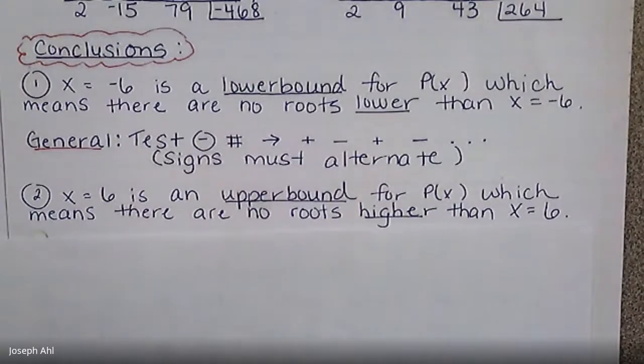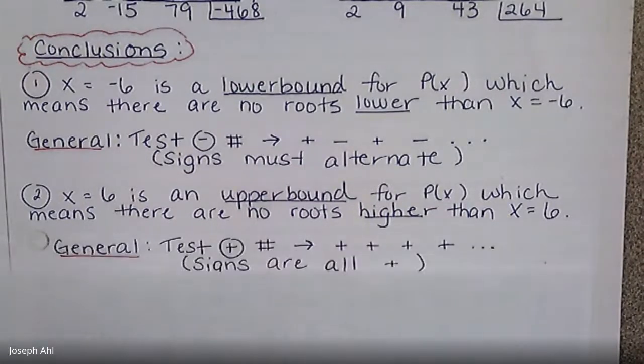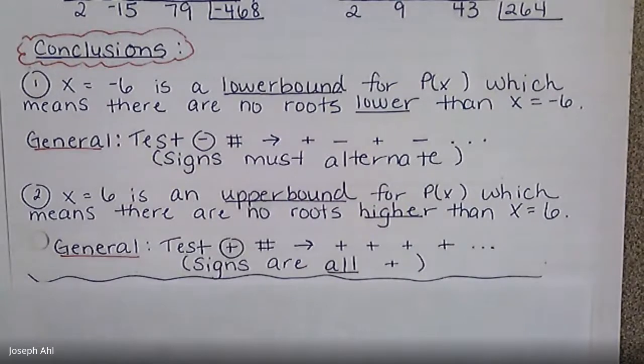Well, it's a little bit easier than even lower bounds. The whole row is positive. In general, if you test a positive number and the whole row goes plus, plus, plus, plus, plus, the signs are all positive, it's an upper bound. So that is helpful in that I wouldn't test anything larger than 6. If I had a list of roots and there was something in my list that was bigger than 6, I just wouldn't test it. I know it's not going to work because of this rule.